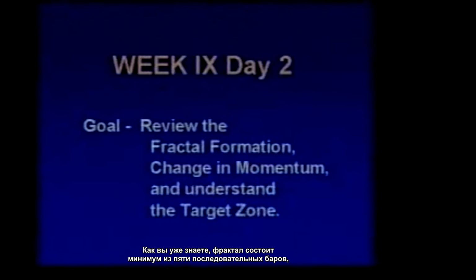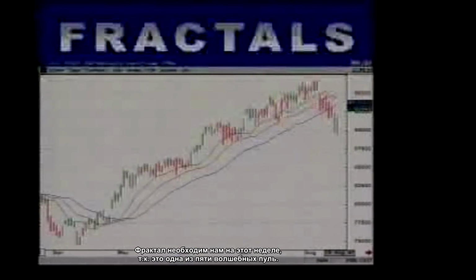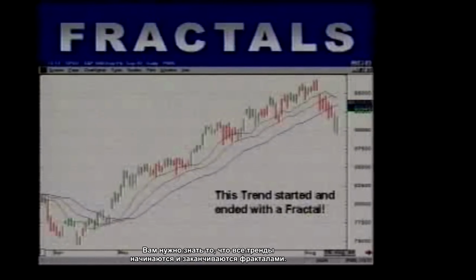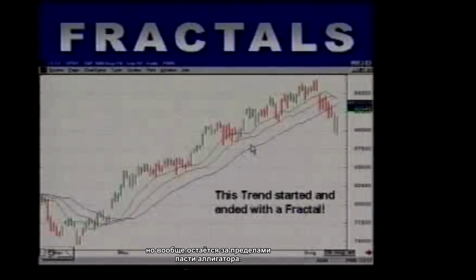As you well know, the fractal is a minimum of 5 consecutive bars where the middle bar is higher or lower than the previous 2 bars and the following 2 bars. We'll look at this chart. The fractals are important this week because the fractals are one of the 5 magic bullets. And one of the things you will always know is that all trends will start and end in a fractal. For example, in this particular chart, there are a number of fractals, and you will notice that the price is staying away from the alligator's mouth. It peeks back into the alligator's mouth periodically, but it basically stays outside the alligator's mouth.